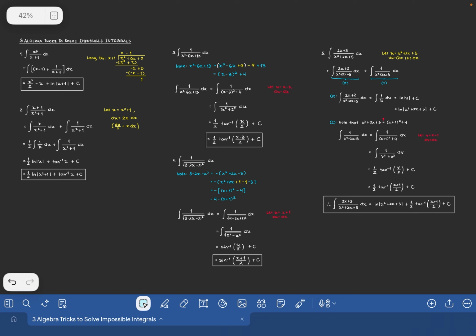To summarize, we use algebra tricks such as long division, completing the square, and a certain splitting of a fraction to solve these integrals or these antiderivatives.